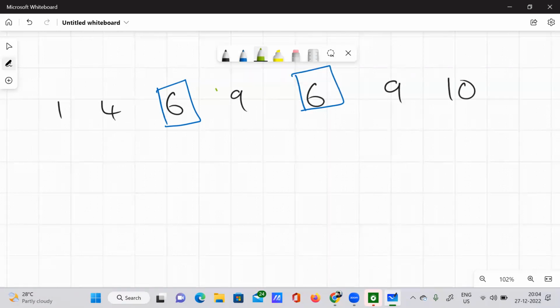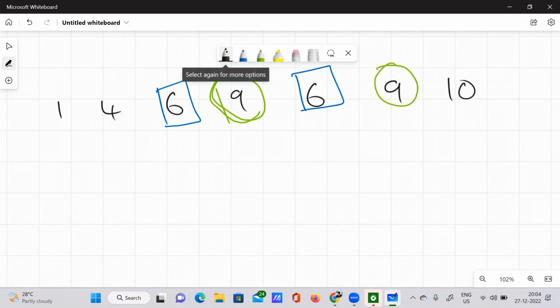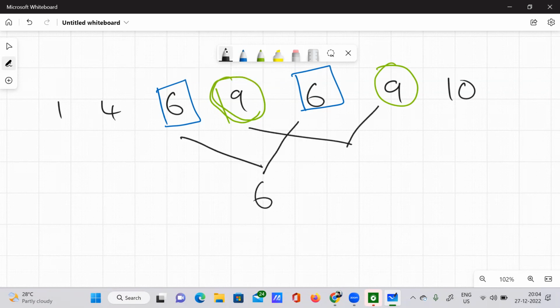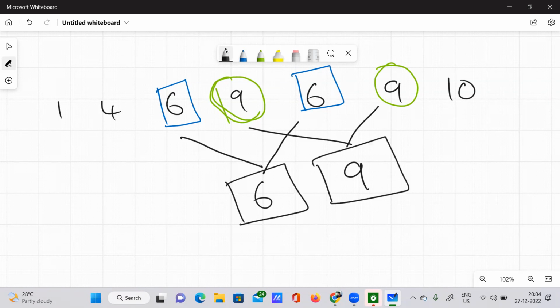Why? Because 9 also has been repeated 2 times. So which one do you consider? When this question arises, you need to consider both of them. Out of the two sixes, it is the most repeated, and out of the two nines, it is also the most repeated. Hence the mode for this data is 6 and 9. This is a scenario you can name as bimodal.